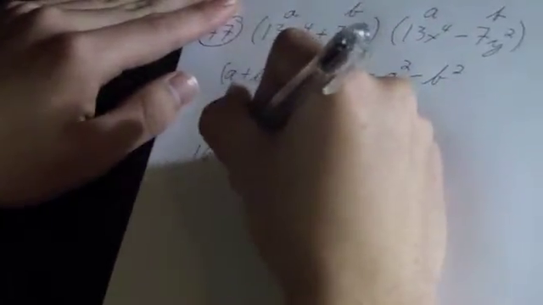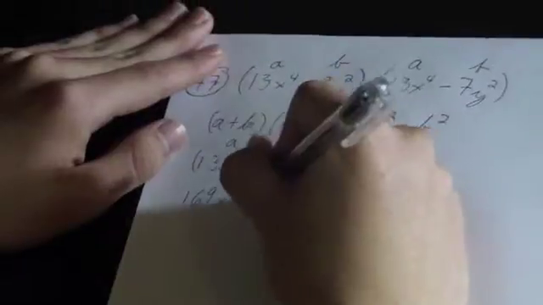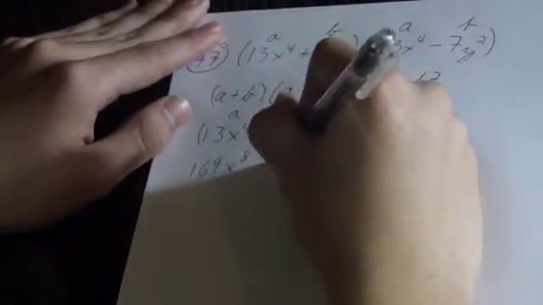So we're going to apply 13 times 13 is 169, and x⁴ to the second power is x⁸, minus 7 times 7 is 49, and y² to the second power is y⁴. So this is our final answer of this special product.